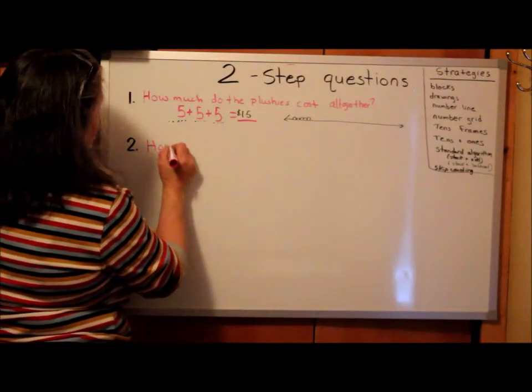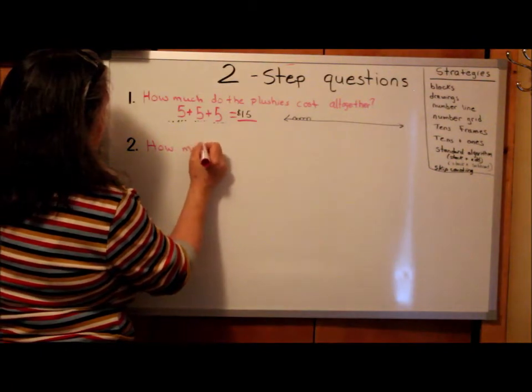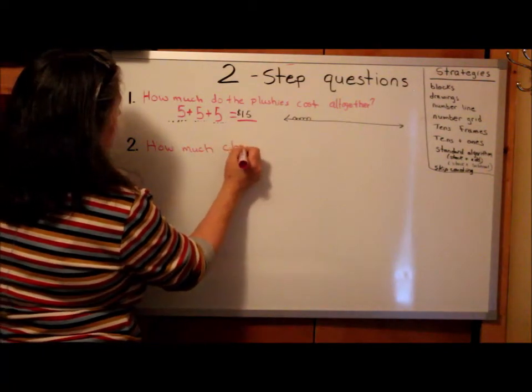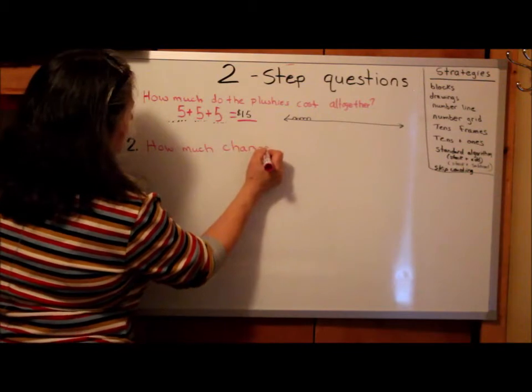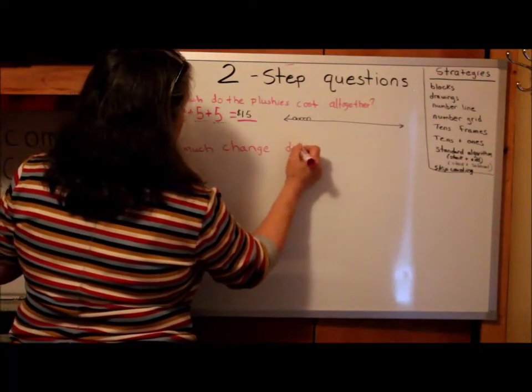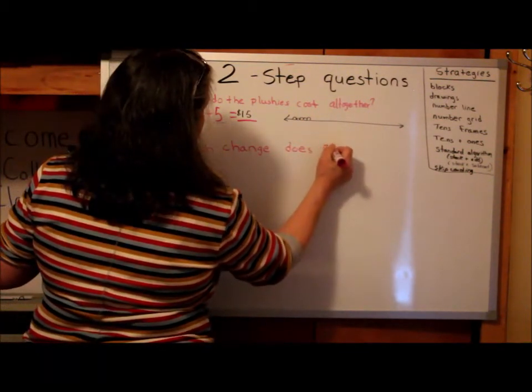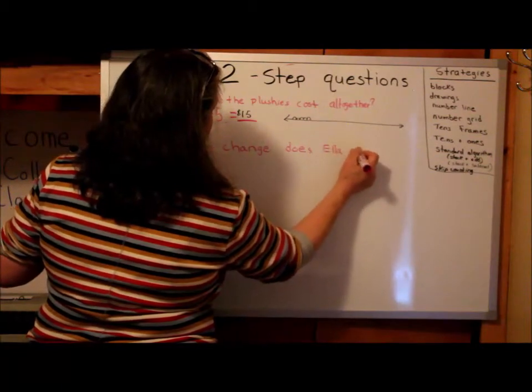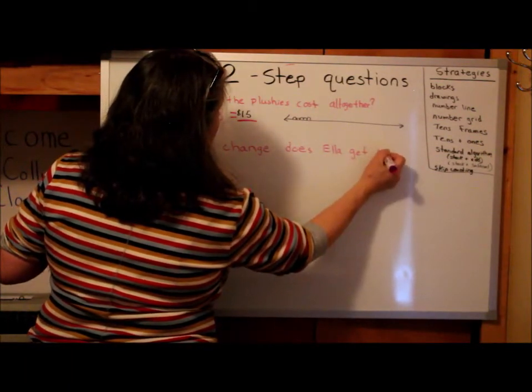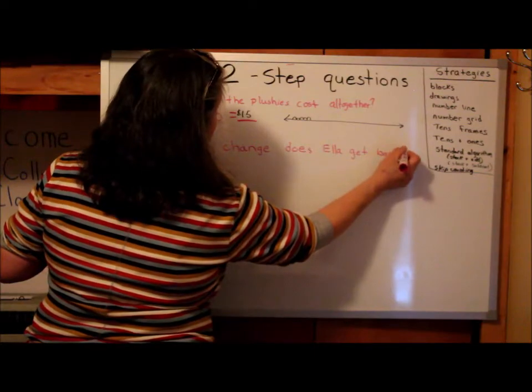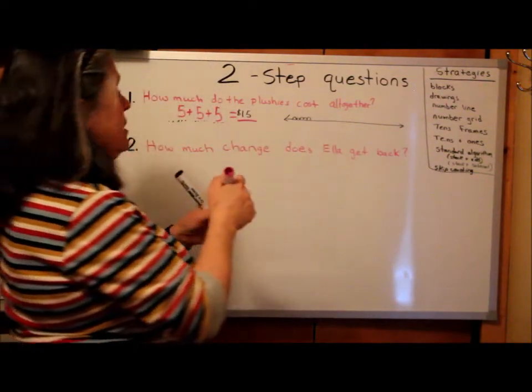how much change does Ella get back? So she's going to have 3 plushies and some money, so that's not too bad.